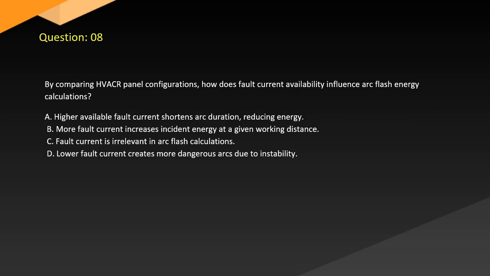Question 8. By comparing HVACR panel configurations, how does fault current availability influence arc flash energy calculations? A. Higher available fault current shortens arc duration, reducing energy. B. More fault current increases incident energy at a given working distance. C. Fault current is irrelevant in arc flash calculations. D. Low fault current creates more dangerous arcs due to instability.